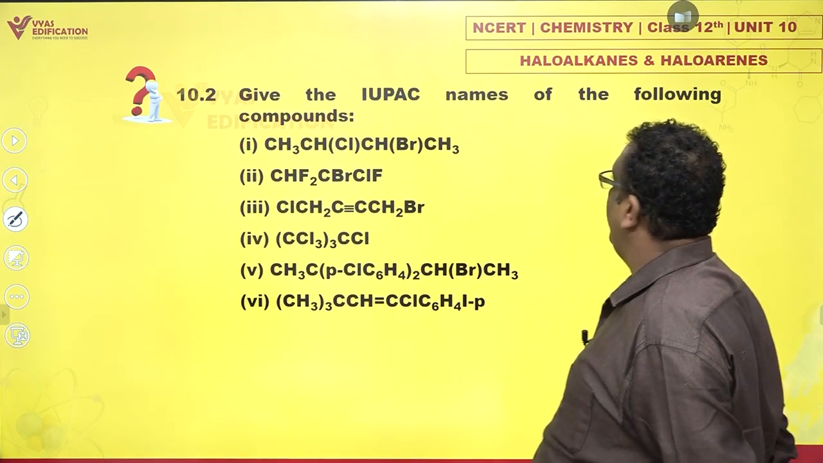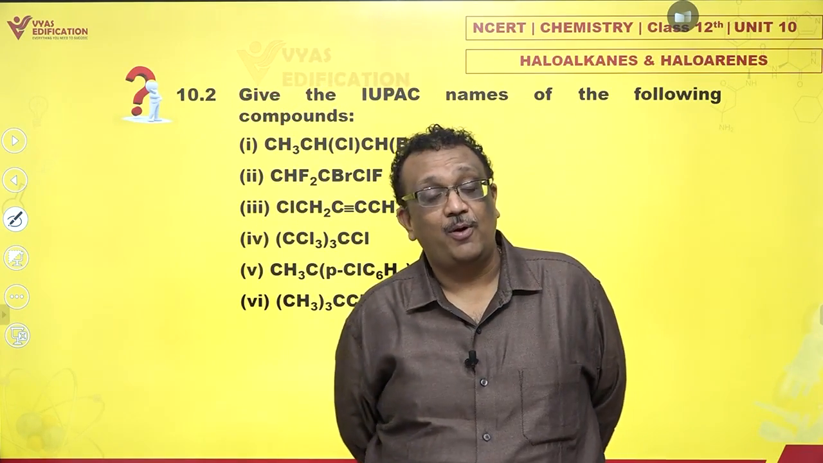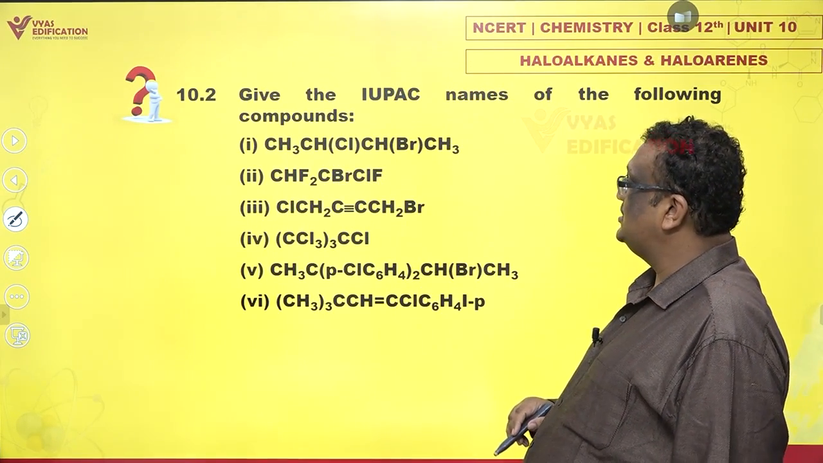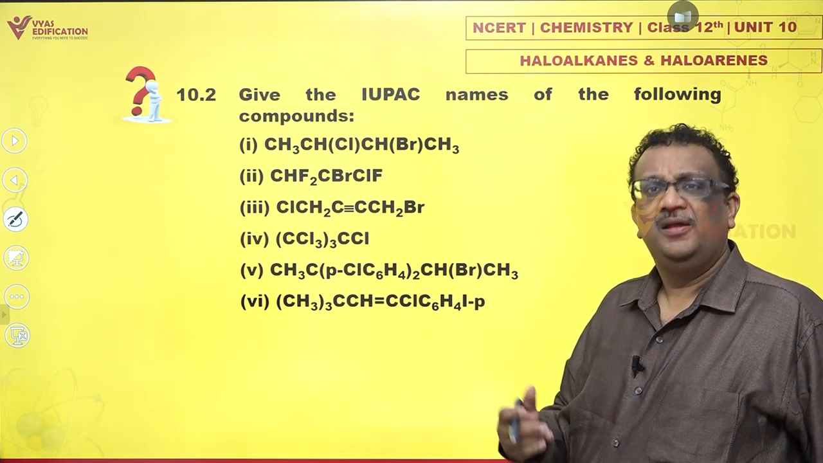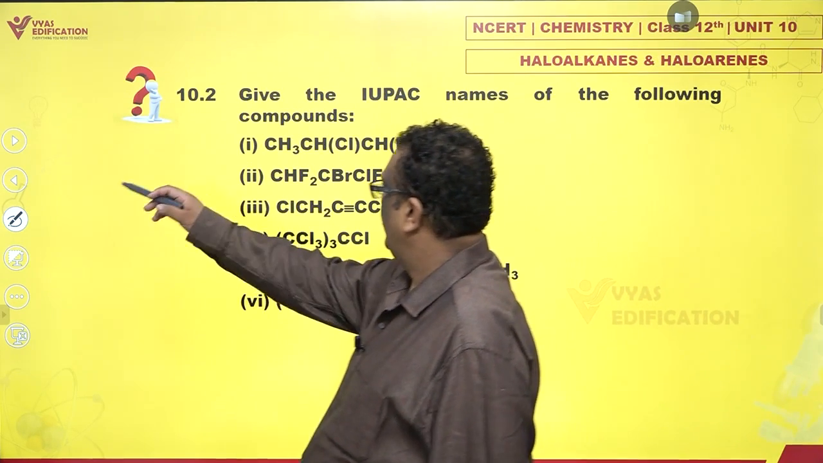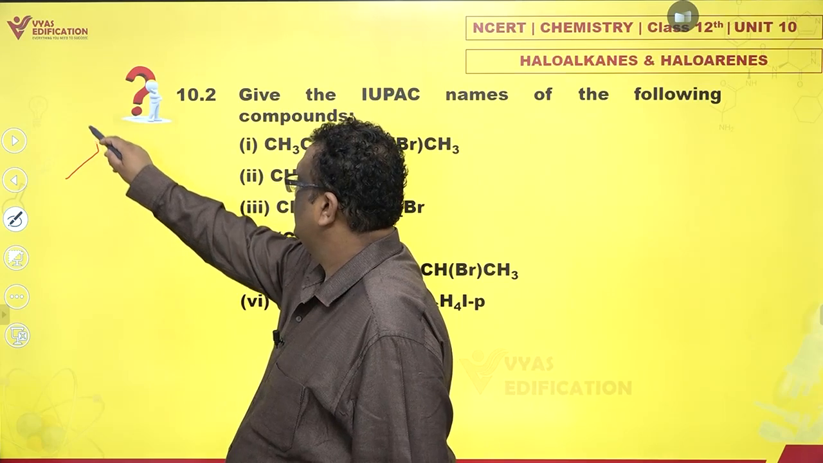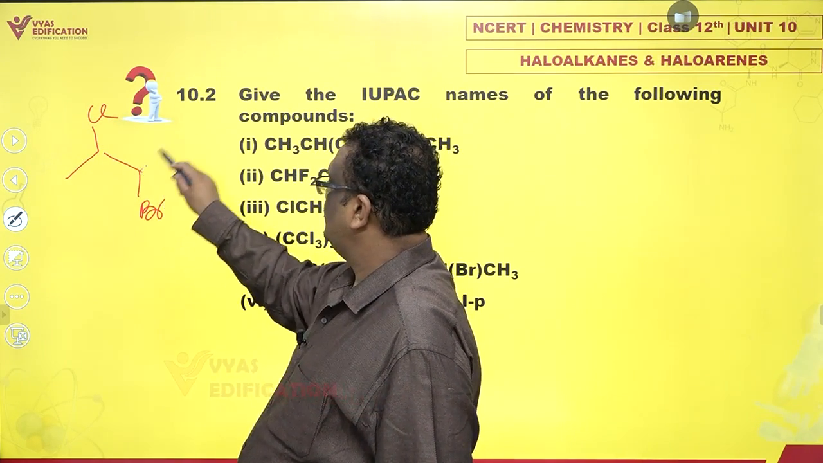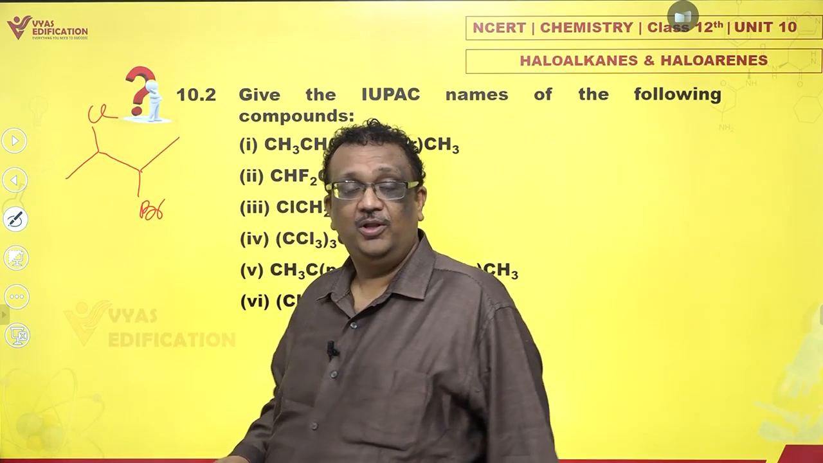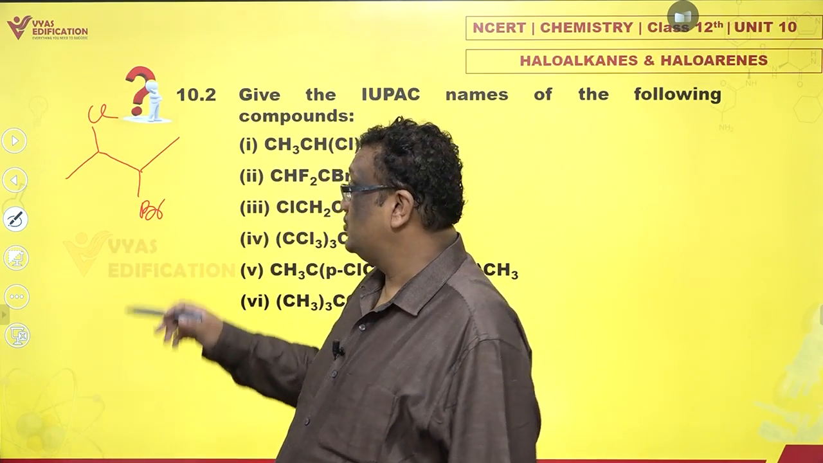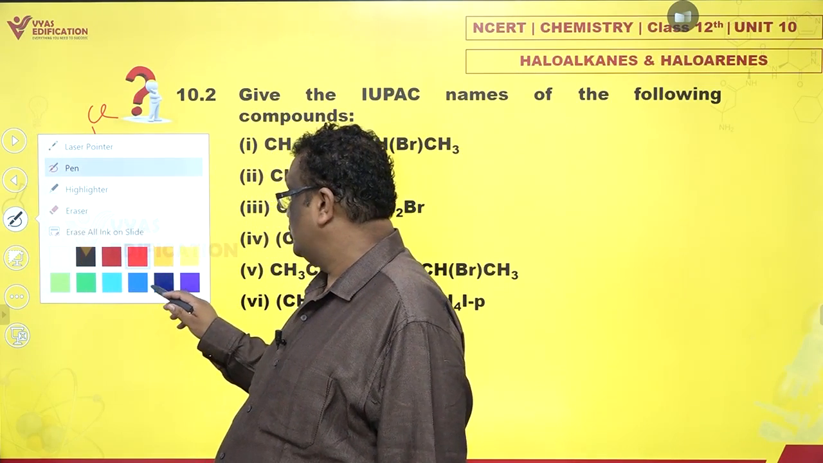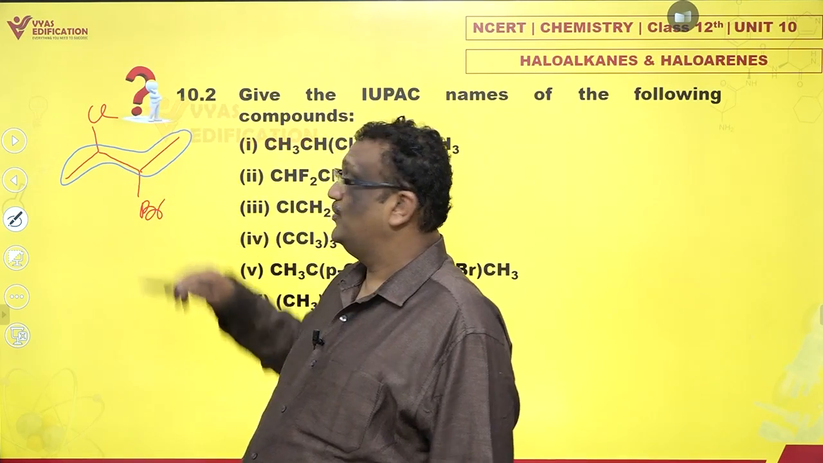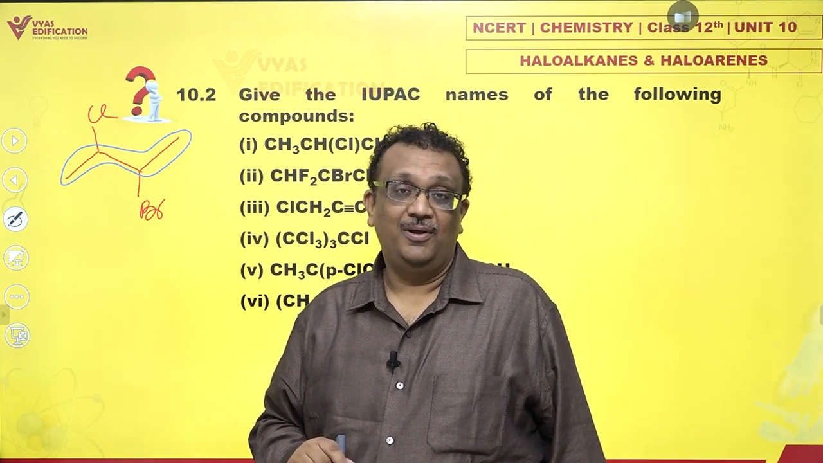Give the IUPAC names of the following compounds. We have compounds and we are supposed to supply the IUPAC names. First, CH3, CH, Cl, CH, Br, CH3. Let us first draw the structure. CH3, CH, Cl. Then we have CH, Br and we have CH3. What a beautiful molecule. First of all, as per the nomenclature rules, I am supposed to first draw the longest carbon chain. This is the longest carbon chain. Then I have to number.